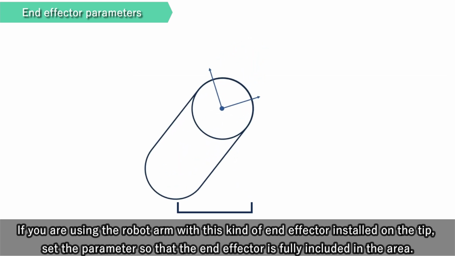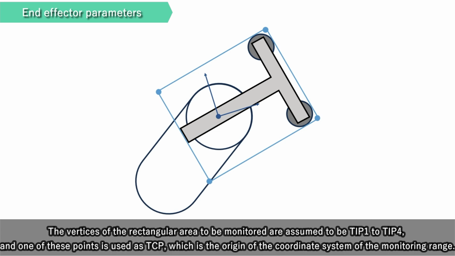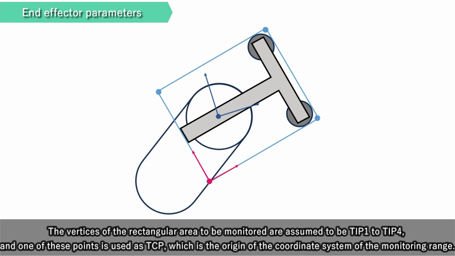If you are using the robot arm with this kind of end effector installed on the tip, set the parameter so that the end effector is fully included in the area. The vertices of the rectangular area to be monitored are assumed to be TIP1 to TIP4, and one of these points is used as TCP, which is the origin of the coordinate system of the monitoring range.